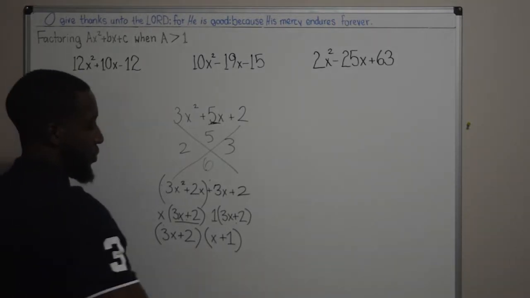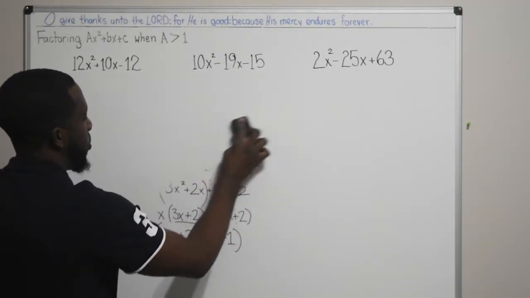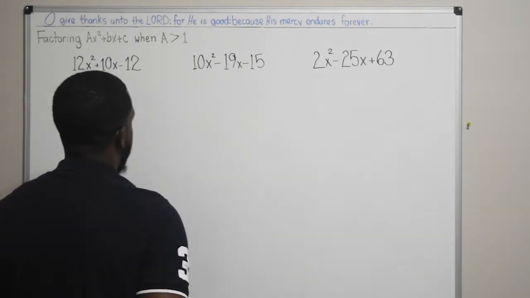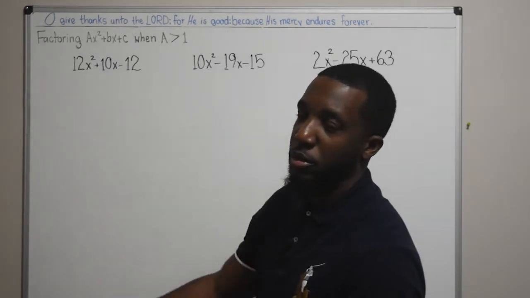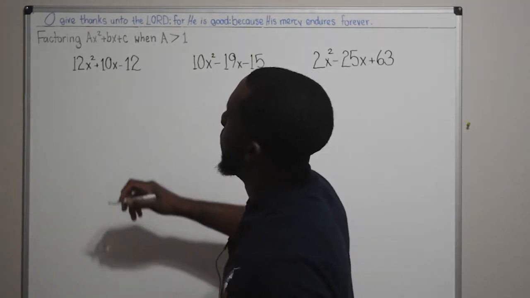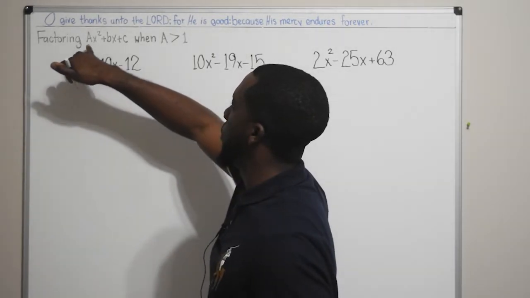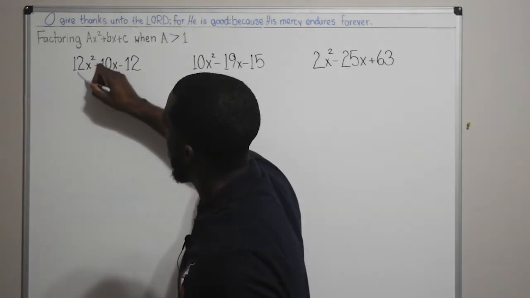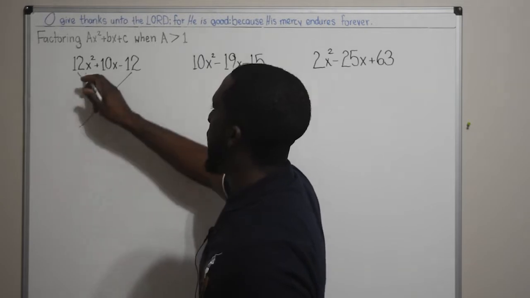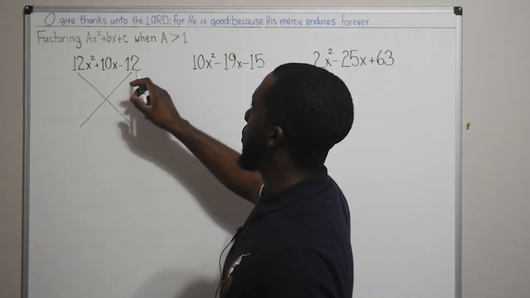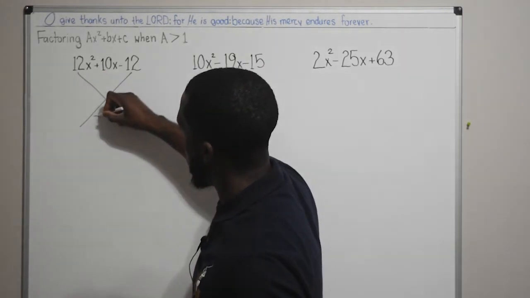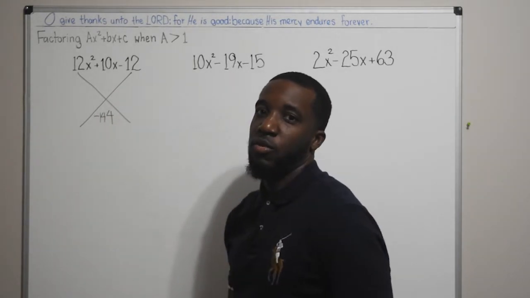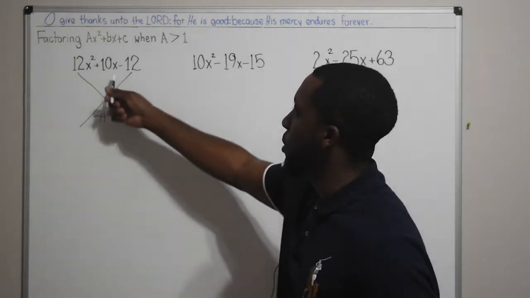That's fairly easy. Let's do one a little bit harder where we're going to have to crunch some numbers together, but we can do it. We can do anything that we put our minds to. So right here, we take A times C. We got 12 times negative 12. That's negative 144. So I need 2 factors of 144 that are going to equal 10.